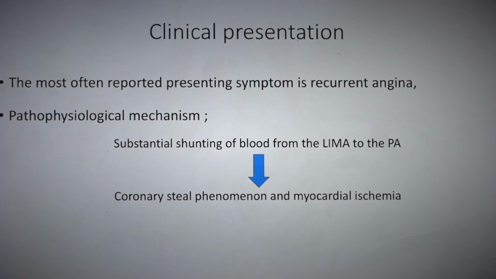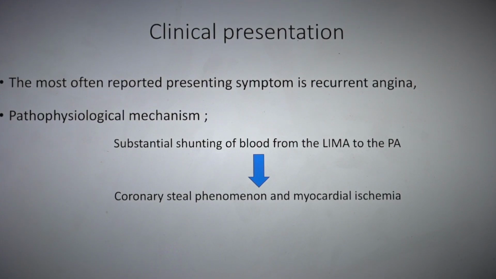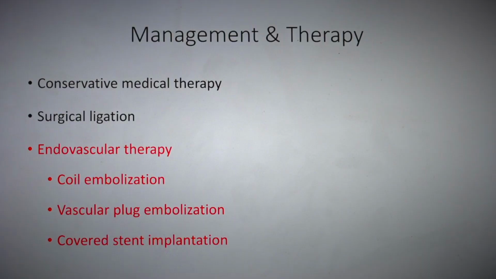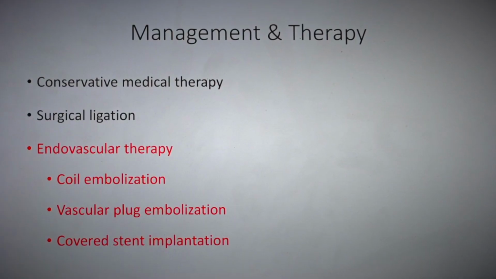leading to neovascularization. The most often reported presenting symptom is recurrent angina, and the underlying pathophysiological mechanism is substantial blood shunting from the LIMA to the pulmonary artery, resulting in coronary steal phenomenon and myocardial ischemia. We have a few options to manage this clinical entity, which can be listed as conservative medical therapy, surgical ligation, and endovascular therapy.